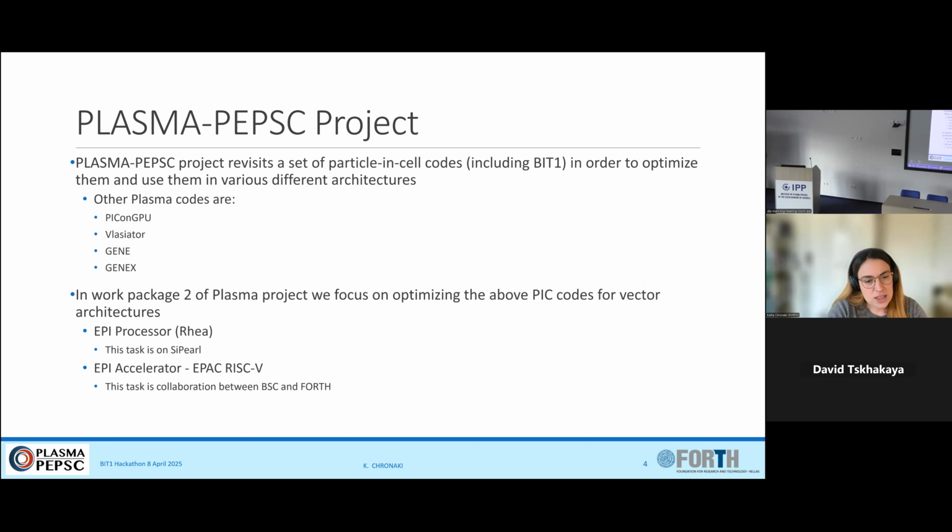More specifically, this work is located in work package 2 of the Plasma project, where we focus on optimizing the above particle-in-cell codes for vector architectures. One architecture is the EPI processor, the RIA processor, and this task is being implemented by Cyprus. The other is the EPI accelerator, or EPAC RISC-V accelerator.